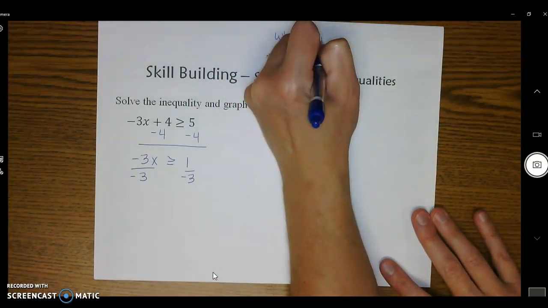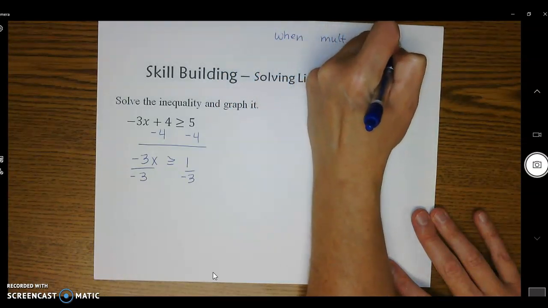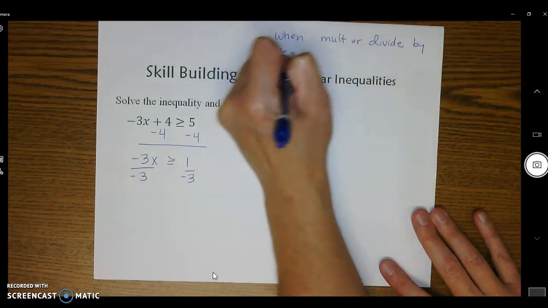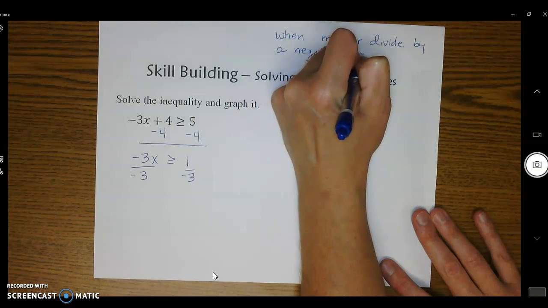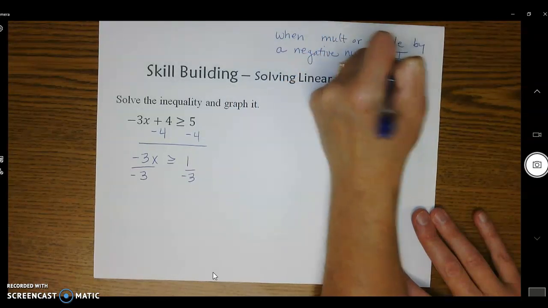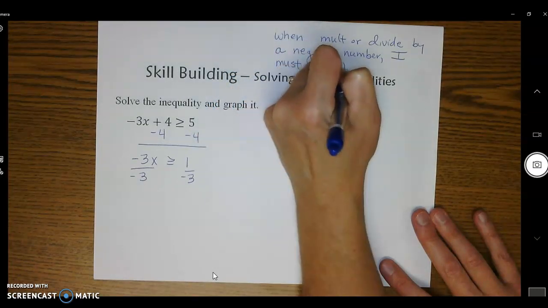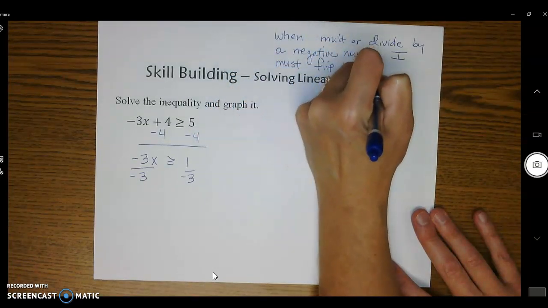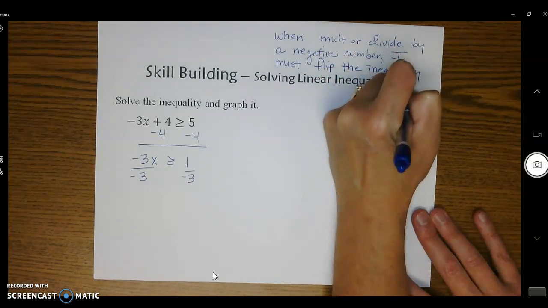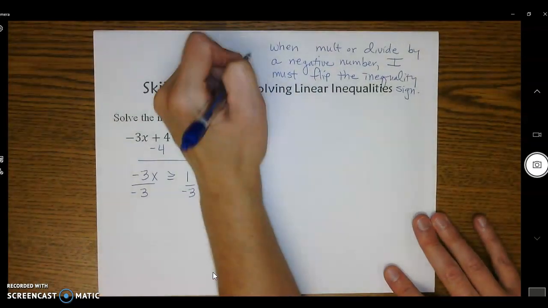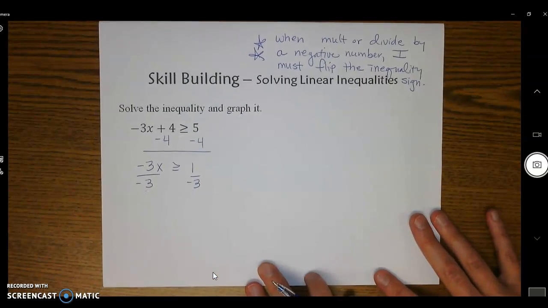When you multiply or divide by a negative number, I must flip the inequality sign. Okay, so big aha moment right there. Otherwise, your graph will not work and your answers won't make sense.